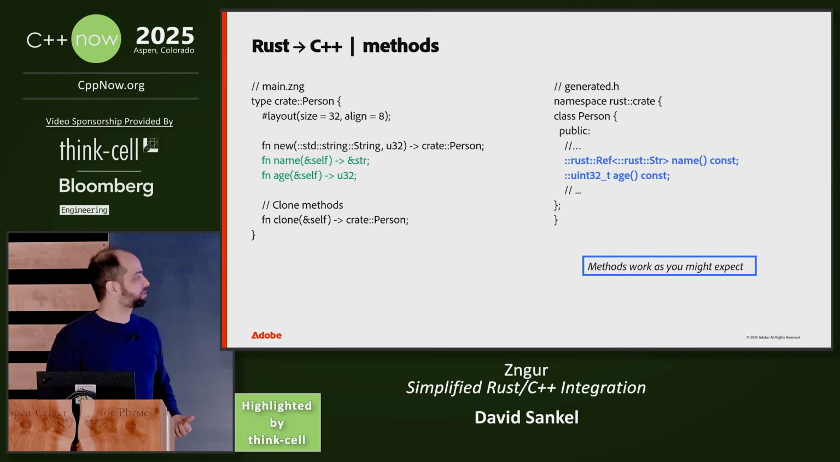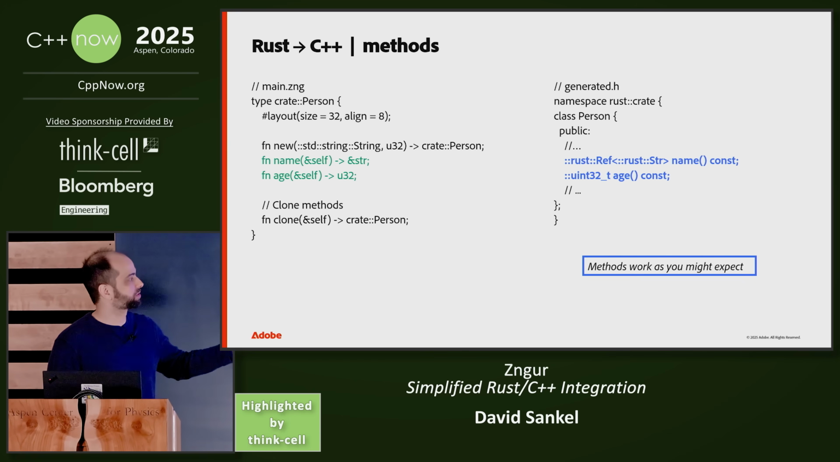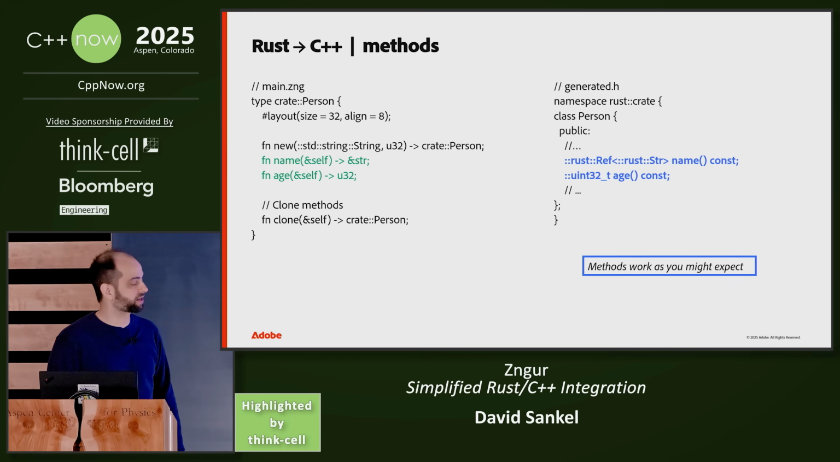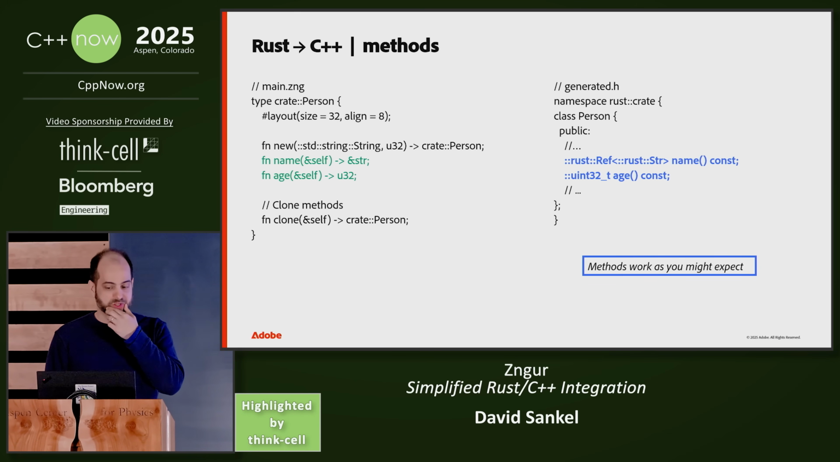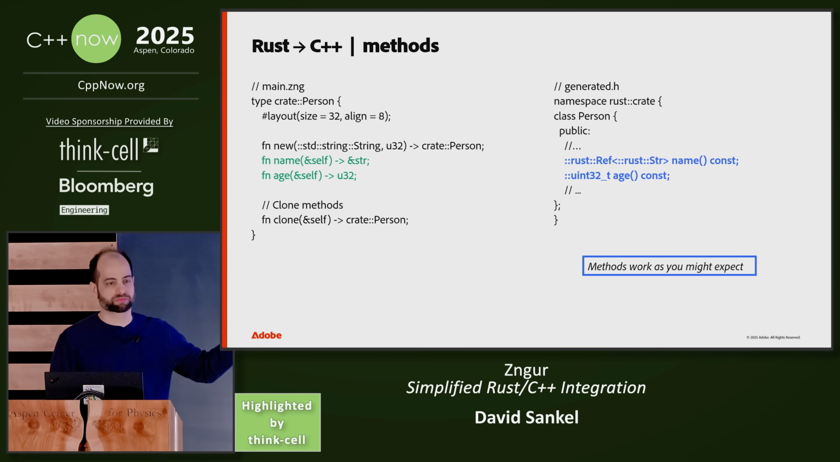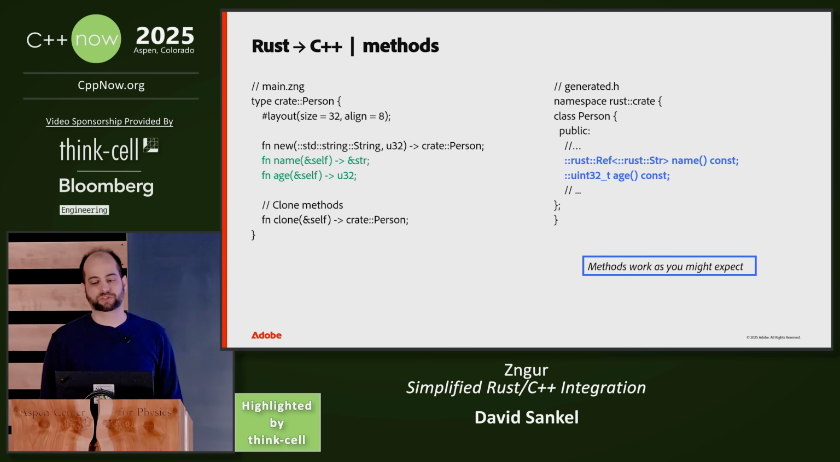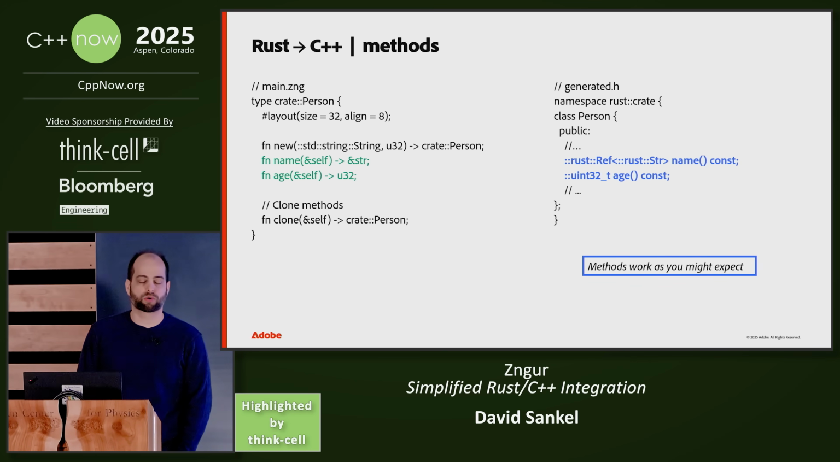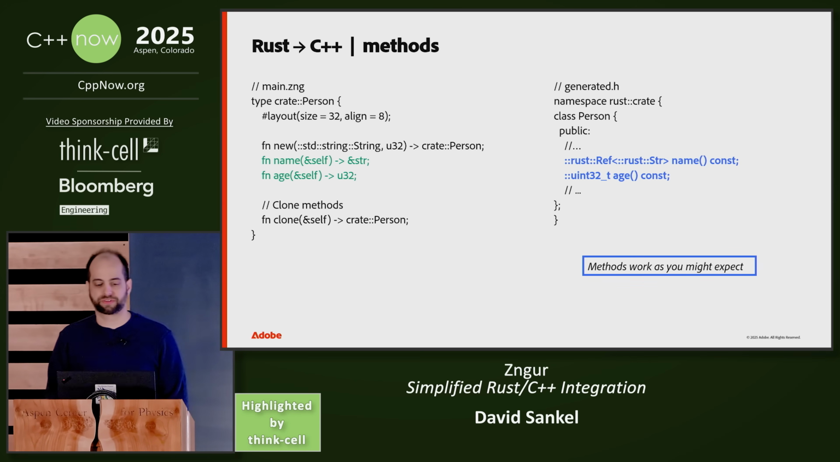Methods work as you would probably expect. So we've got the name and the age method. Those end up being member functions on the C++ side. Now you'll note that name returns a Rust ref of Ruster as opposed to a C++ ref. So let's look into that. I think that's an important aspect of this design.